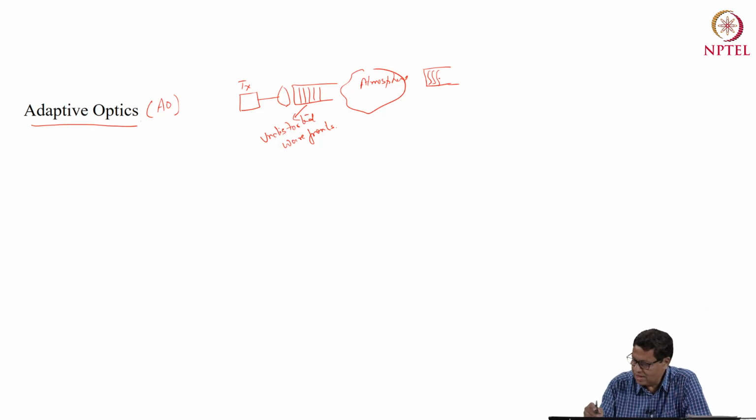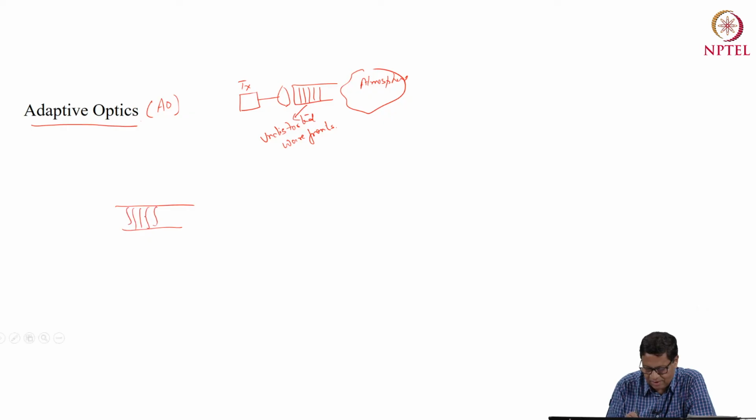So let me make the receiver part here. After the atmosphere, what I receive is the distorted wavefront. And I use some sort of correction here. It is possible that in the atmosphere there may be some phase fluctuation. In order to handle those phase distortions or phase fluctuations, these are the systems used in telescopes. So we are also trying to use a similar system for FSO systems.